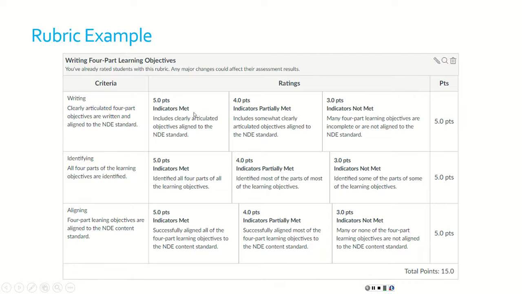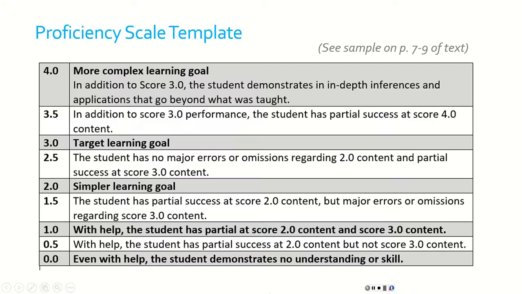And so you might meet that standard, or that criteria, you might partially meet that criteria, or you might not meet that criteria. So feedback for me to show me where you're at in achieving the criteria of the standard or the objective, and feedback for you to see where you're at. Another way to provide feedback is to use proficiency scales.